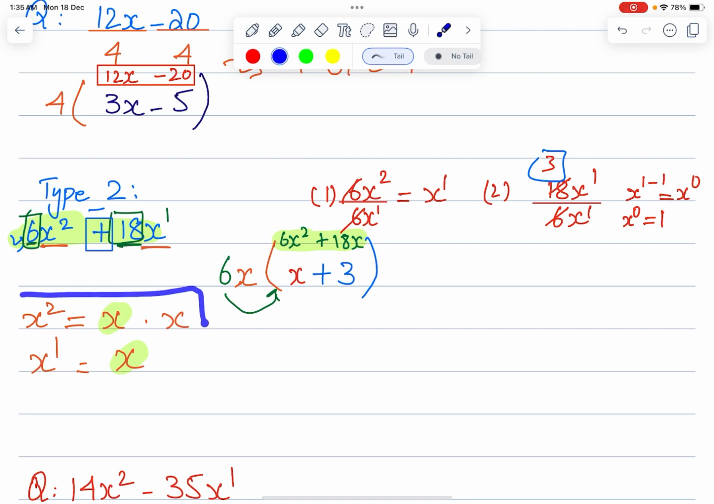And I told you how we got just x: x squared, x to the power 2, is x multiplied by x, and x to the power 1 is simply x. So what do they have in common? It is just 1x. So we wrote it like this, and that is the process.